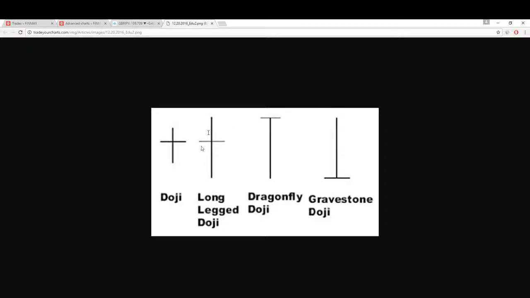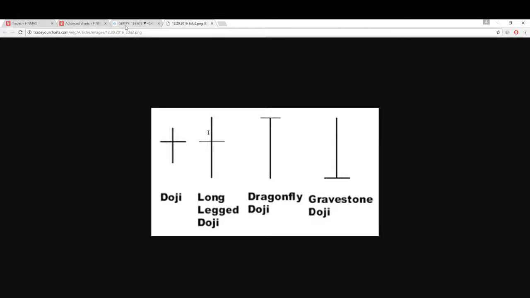Dojis are formed when the opening price and the closing price are almost the same. They are almost equal. So let's say here the candle was opened and almost at the same price it was closed. A long-legged doji is almost the same, but the shadows are longer.